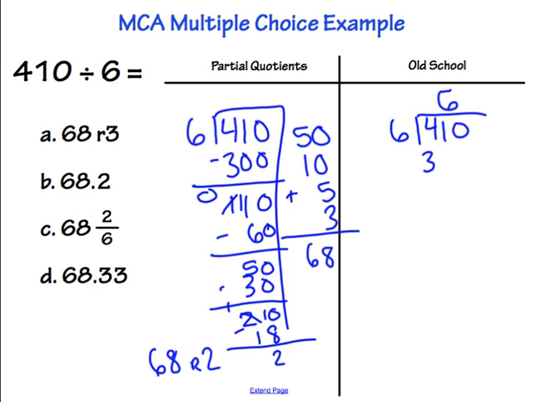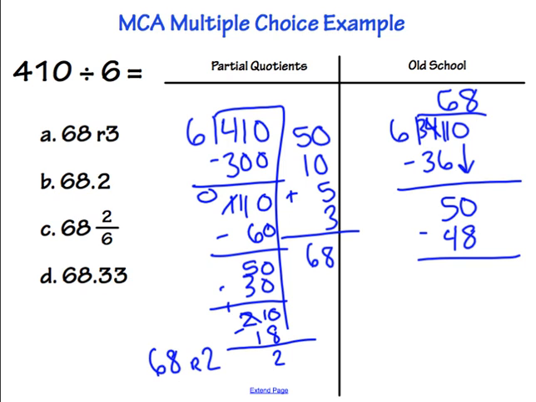6 times 6 is 36. 11 minus 6 is 5. Bring down. 6 goes into 50 8 times. 8 times 6 is 48. Subtract. So we've got 68 remainder 2. So looking over here, we don't see 68 remainder 2. We can obviously get rid of choice A because the answer is not 68 remainder 3. We know the answer is 68 remainder 2.